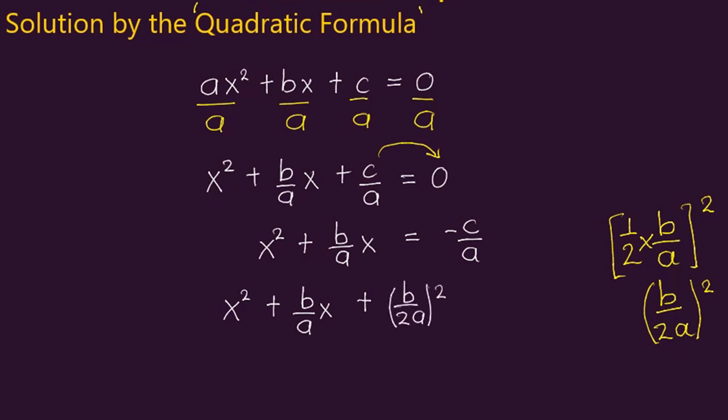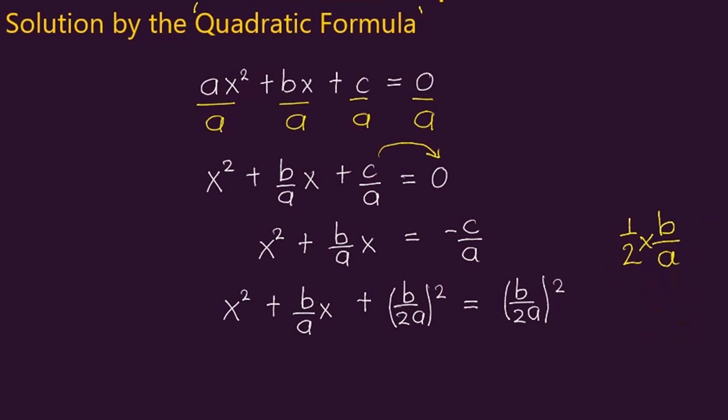And we also do the same to the right hand side. So I'm also going to add b over 2a squared to the right hand side, because our equation must remain balanced. And this is minus c over a, which has already been there on the right hand side. Alright, and next I continue.